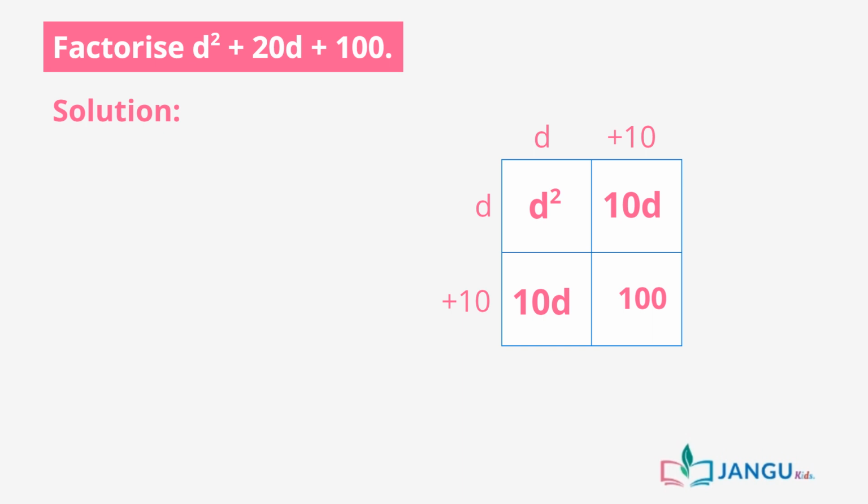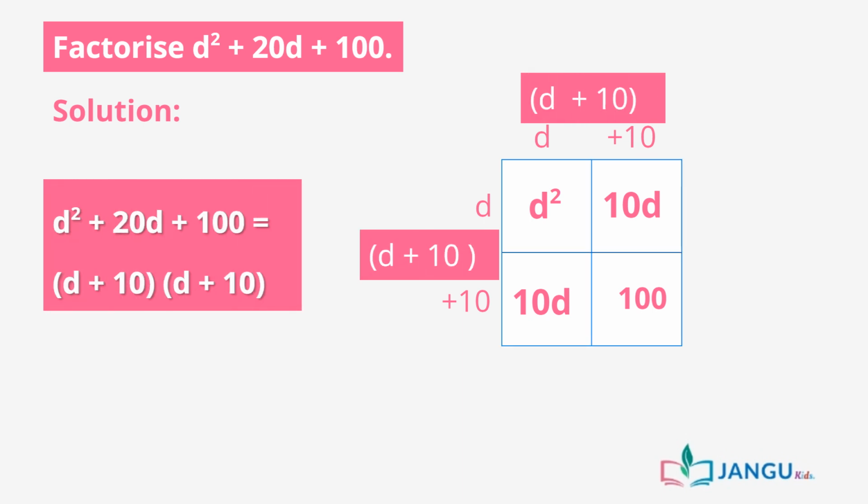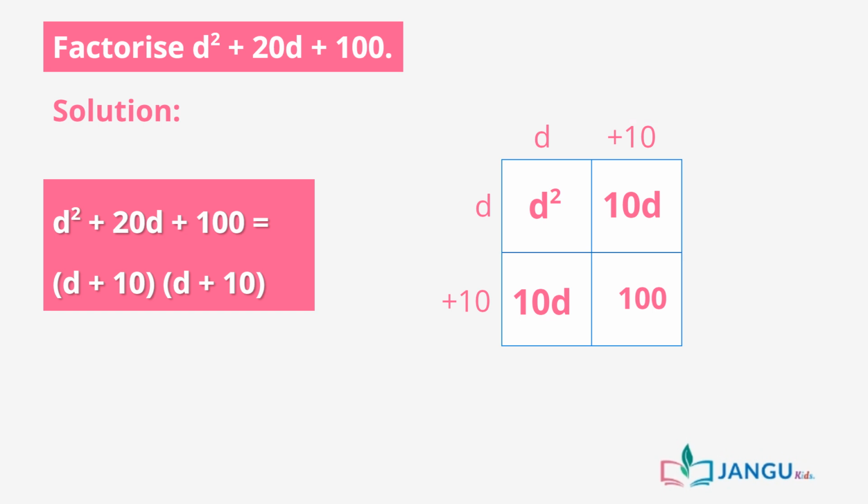The order in which you place the factors does not matter. These terms combine to give the middle term. 10d plus 10d is equal to 20d. This is the factored form of the quadratic equation. You can check your answer by multiplying the brackets.